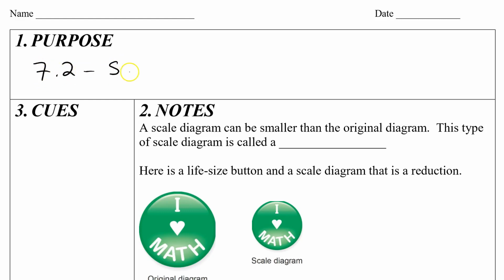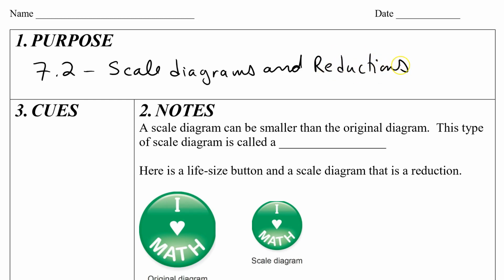7.2 Scale Diagrams and Reductions. So in the last video we talked about the scale diagrams and enlargements, so making it bigger, and we noticed that the scale factor was always greater than 1. So you're multiplying the side by 2 or 4 or 1.00000001, even if it's the slightest enlargement, but they're always going to be bigger than 1.